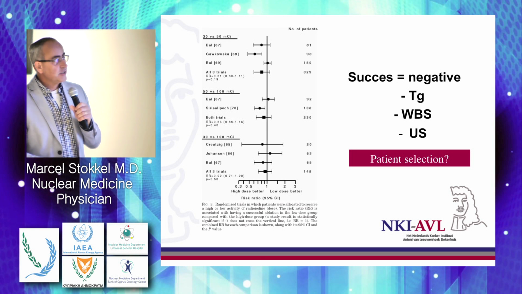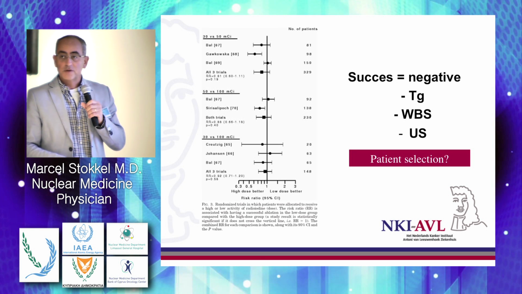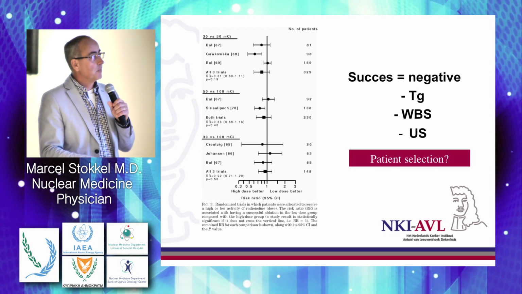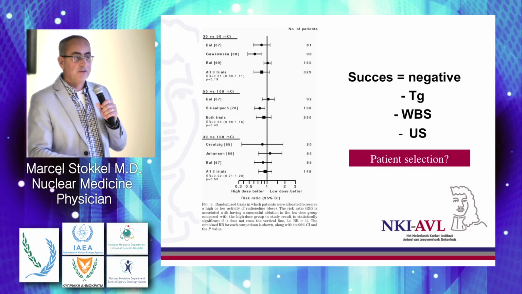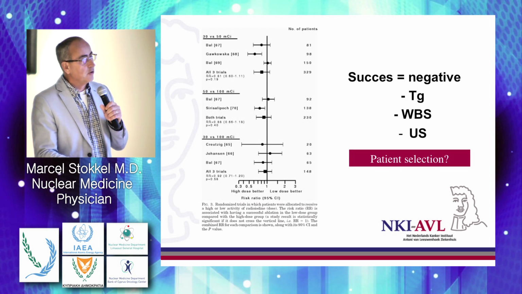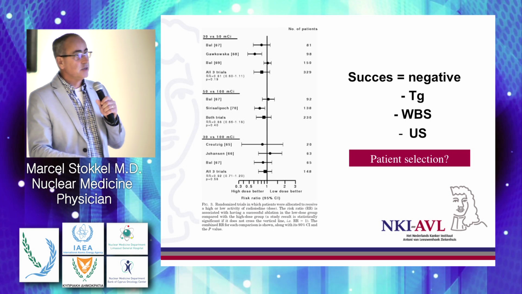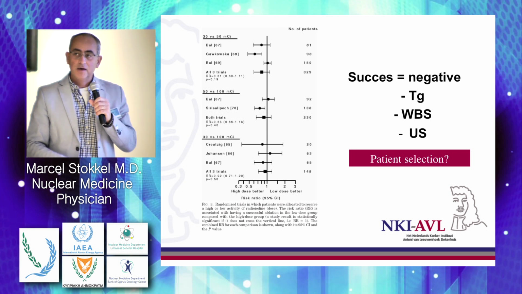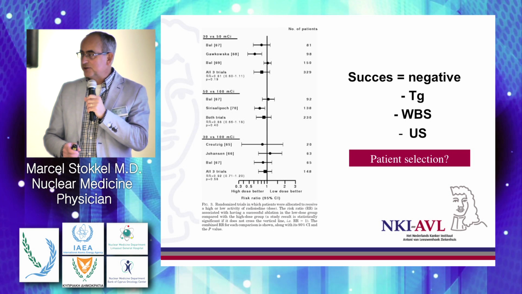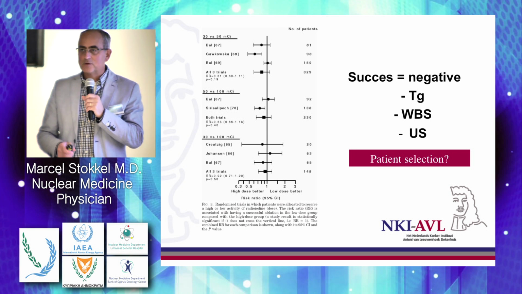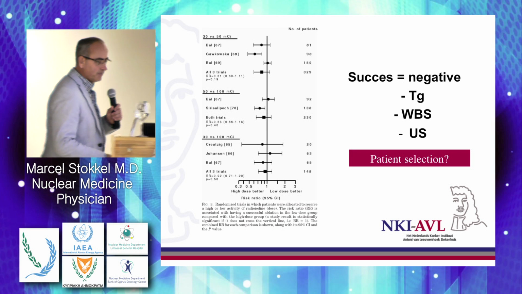The problem again: what was the patient selection in these groups? What was the risk profile of all these patients? And how was the success rate defined? Was it based on thyroglobulin and whole body scintigraphy, or was it a combination of thyroglobulin and ultrasonography? Was the gold standard used for this or not? That was a matter of debate on these studies.